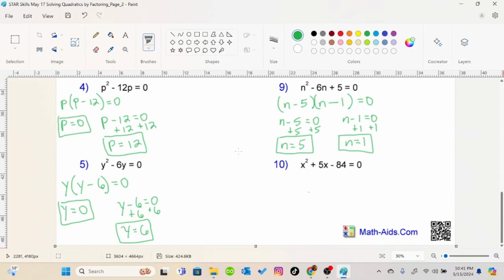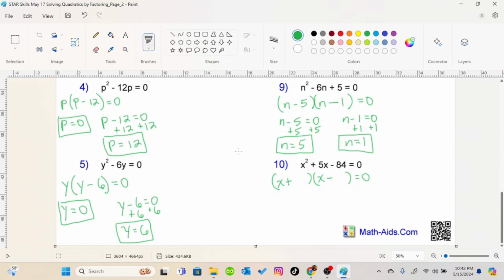And finally, number 10. We know that we're multiplying two things together and getting 0. To get x squared, we multiply x times x. The second sign being subtraction tells me my signs are opposites. The first sign being addition tells me my larger factor is going to be plus. So I need numbers that multiply to negative 84 but add to positive 5.